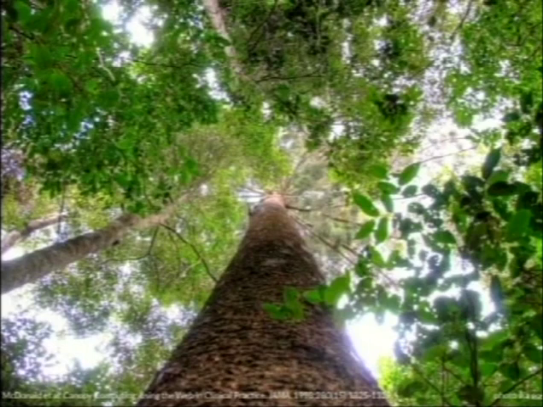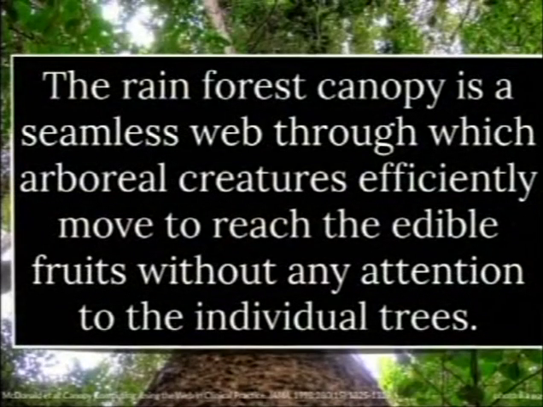And in the 90s, he described this really well in a JAMA paper where he talked about the rainforest canopy as a good analogy to what we wanted to do with computer systems in healthcare. And he put it like this. He said, the rainforest canopy is a seamless web through which arboreal creatures efficiently move to reach the edible fruits without any attention to the individual trees. That's the kind of healthcare system he had in mind and wanted to help create.